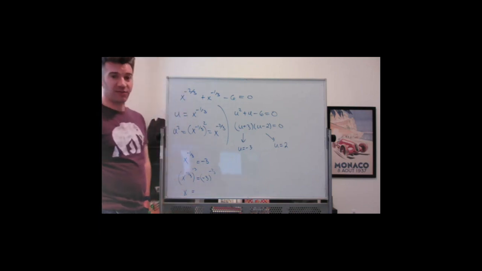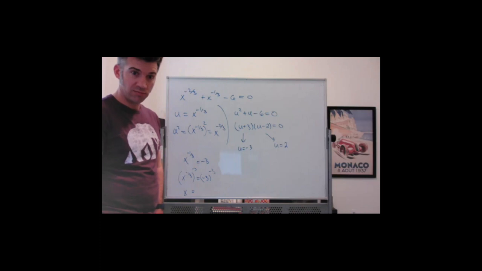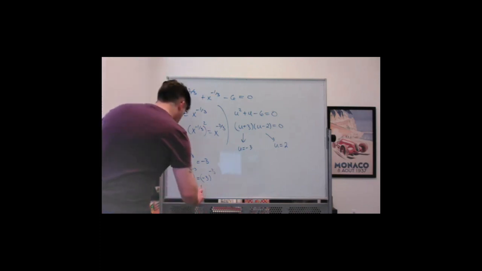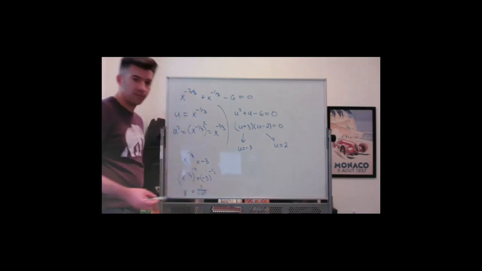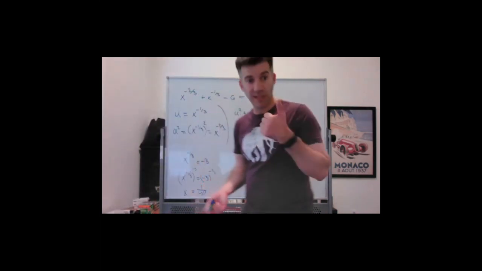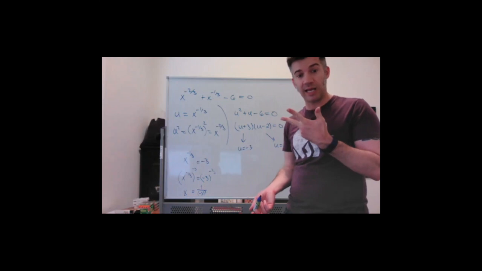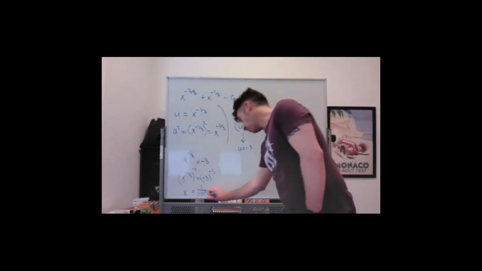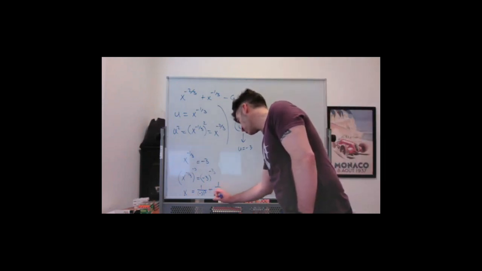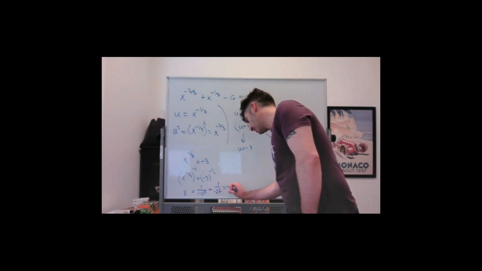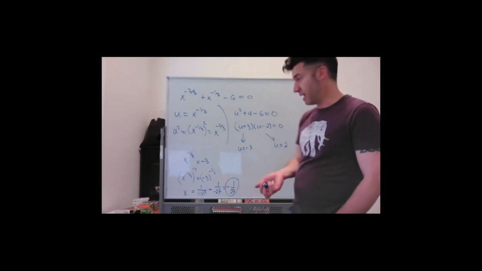What is negative 3 to the negative 3rd? Well, it's going to be 1 over negative 3 to the positive 3rd. And negative 3 to the 3rd is negative 3 times negative 3 times negative 3, which is negative 27. So we're going to get 1 over negative 27, or as I would probably prefer to write, negative 1/27.